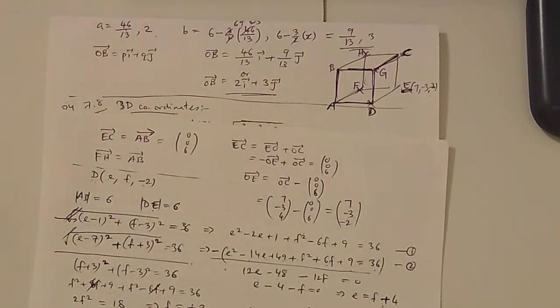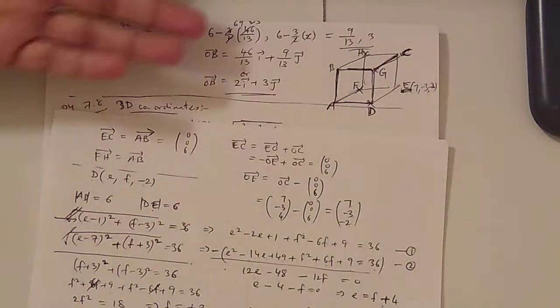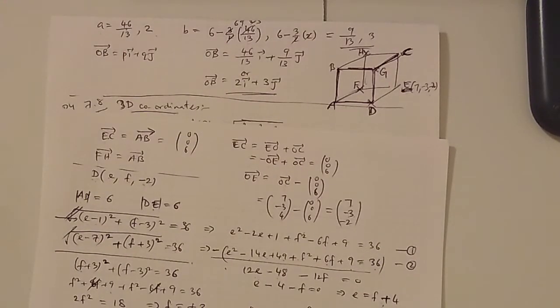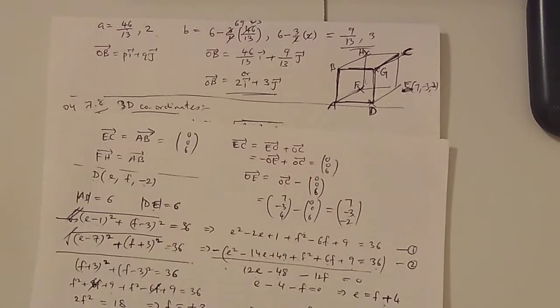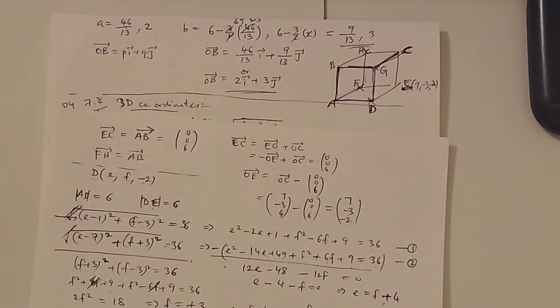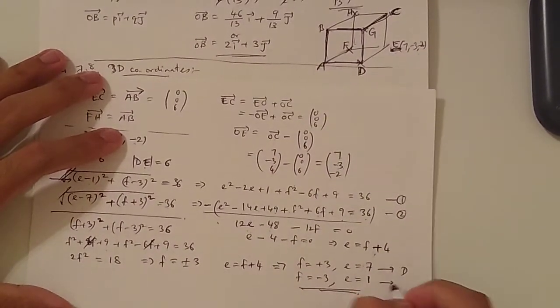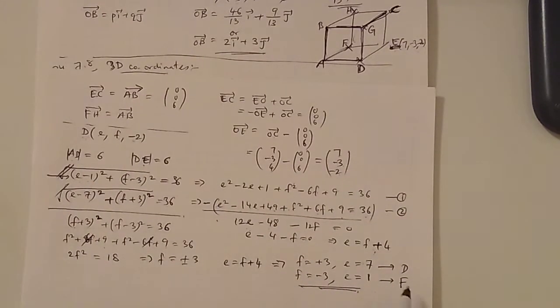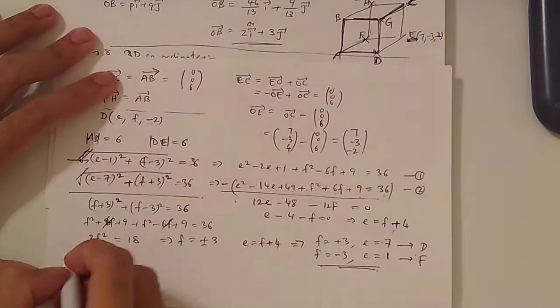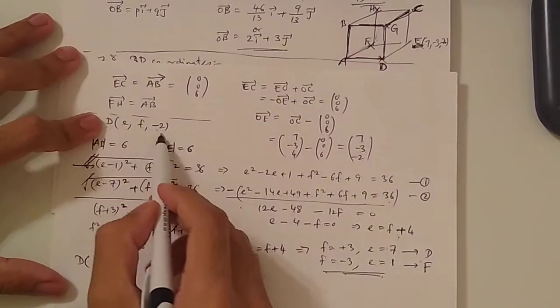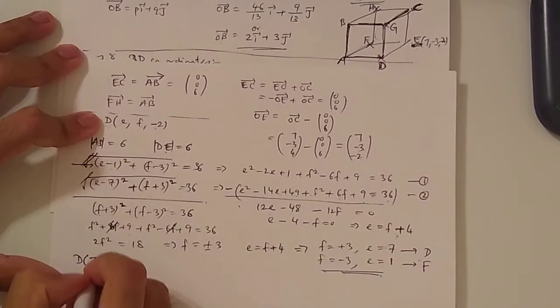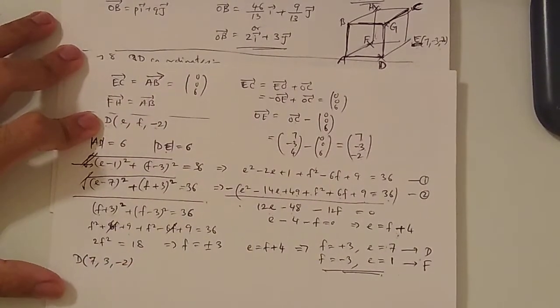So in other words, one of these is going to be for D, one of them is going to be for F. Now in our particular situation, does it matter which one is D and which one is F? It actually does not matter. The question does not specify what D is, what F is, what G is, what H is, and therefore you can choose anything. So let's have D have these coordinates, and let F have these coordinates. In this case, D is going to have coordinates E comma F comma minus 2, so this is going to be 7, 3, minus 2. Okay, what about F then?